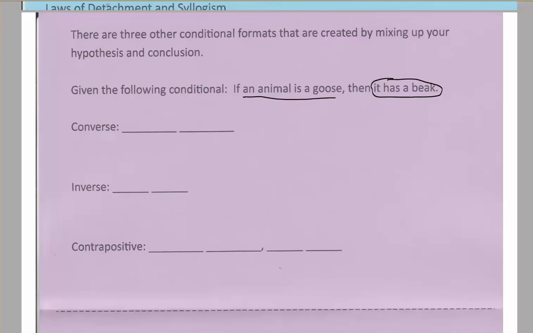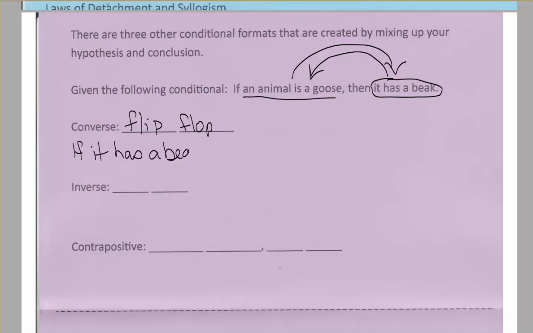For the converse, we call it flip-flop, and you can remember it because flip-flops and converses both go on your feet. So converse is flip-flop, and all that means is you're going to take this underline and put it where the circle is, and take the circle and put it where the underline is. So you're literally going to keep the if and then where they are, but take the underline and the circle and flip them. So for a converse, you will write if it has a beak, comma, then an animal is a goose.